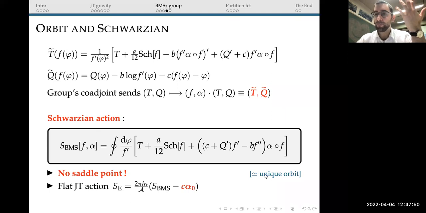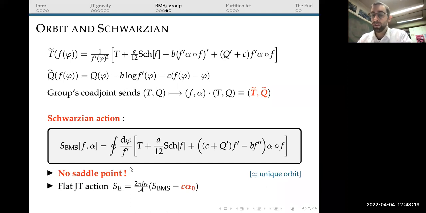related to the fact that the BMS2 group has a unique orbit. You see, in the case of Virasoro, the fact that you have a foliation of the dual space by orbits is in the end responsible for the presence of saddle points. You may recall that the saddle point is typically located at the point of minimal energy of an orbit. Here you would expect something similar, but because there's a unique orbit, there is no minimum of energy, and so there's no saddle point. So there seems to be a correspondence between the existence of a unique orbit and the lack of saddle points.